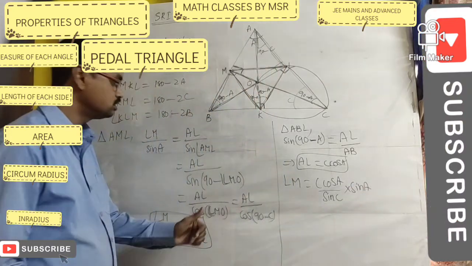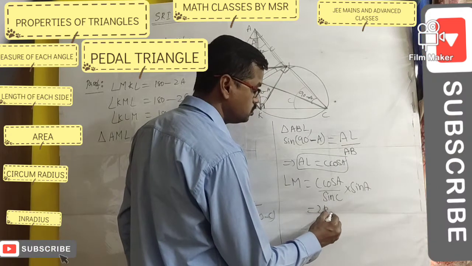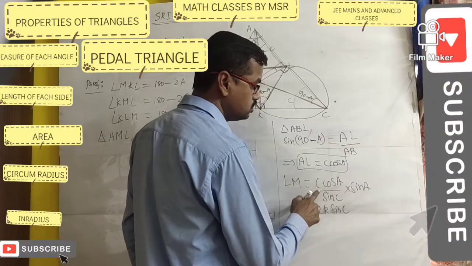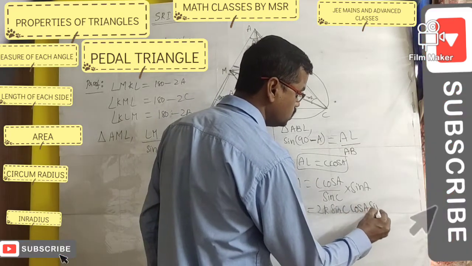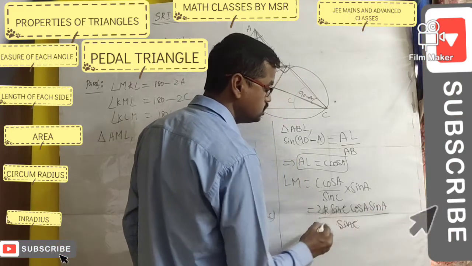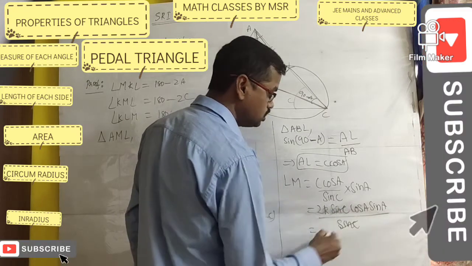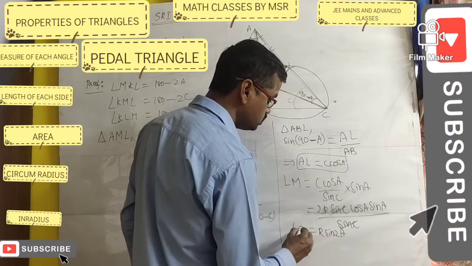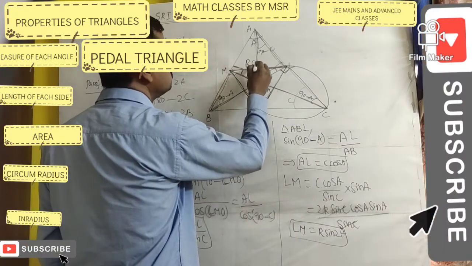Okay, this sin A I am sending that side. So what does this become now? c can be written as 2R sin C, as per the sine rule. So c is equal to 2R sin C. This is cos A, this is sin A by sin C. Sin C cancels. R into 2 sin A cos A is sin 2A. So R sin 2A. LM is R sin 2A. So this is R sin 2A.